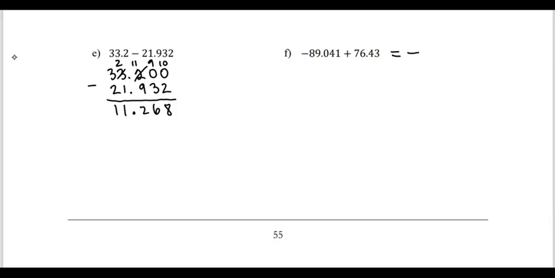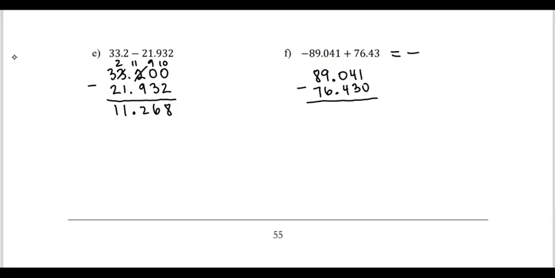89 is a bigger number, so the answer is going to be negative. So once you determine the sign for the answer, then go ahead and take the smaller number from the bigger one. So now my problem looks like this: 89.041 minus 76.43. Okay, so I'll find the difference, and I know that difference is going to be negative.